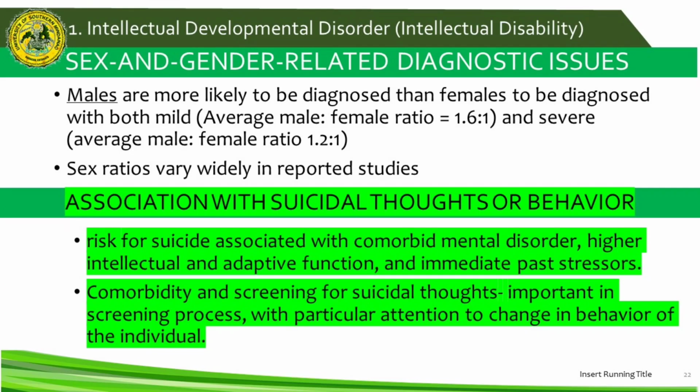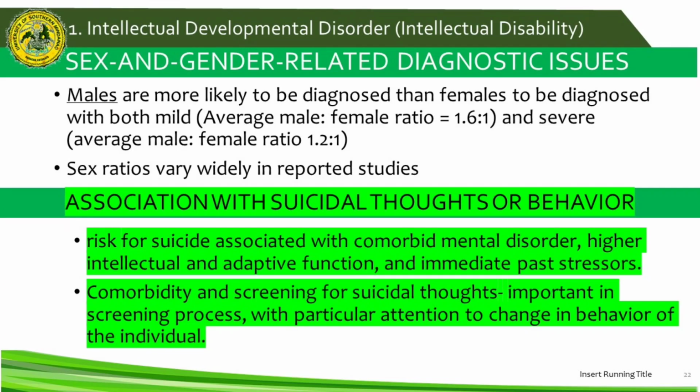Next, we have the association with suicidal thoughts or behavior. So this section is not included in the DSM-5, rather dito sa particular na disorder na to, it is found in the associated features supporting diagnosis. So, yung mga taong may intellectual developmental disorder can be at risk for suicide associated with comorbid mental disorder, higher intellectual and adaptive function, and immediate past stressors. So, yung comorbidity and screening for suicidal thoughts is important in the screening process with particular attention to change in behavior of the individual.